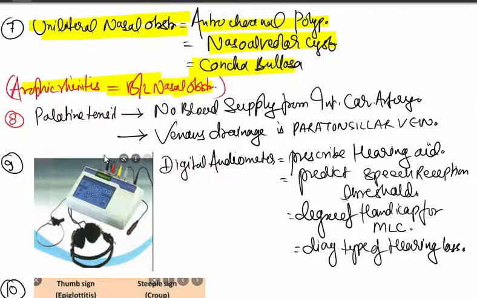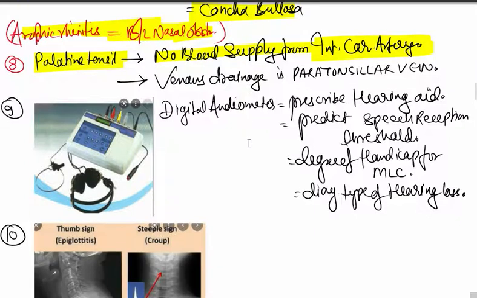Okay, next one, palatine tonsils, blood supply. There is no blood supply from the internal carotid artery. So this negative answer has to be remembered. The palatine tonsil does not receive blood from the internal carotid artery, and its venous drainage is from the paratonsillar vein.